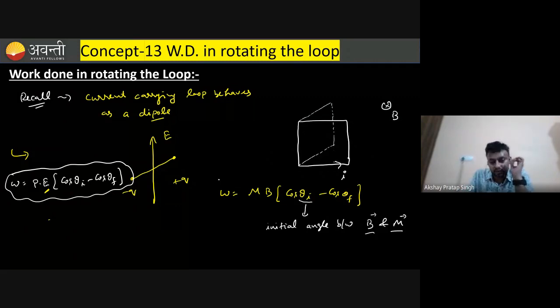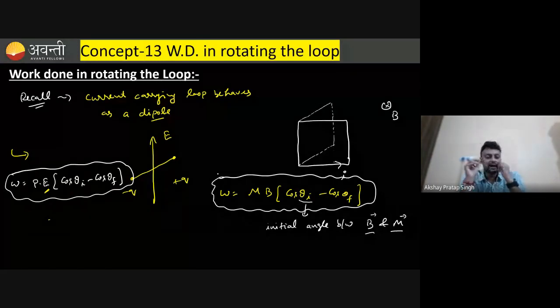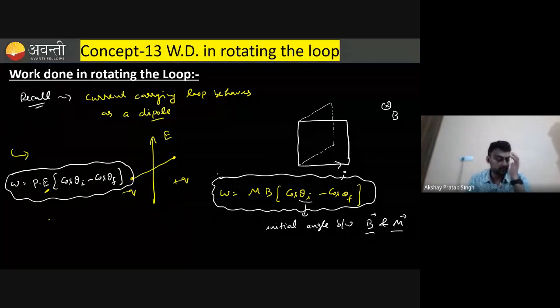So what is the good practice? You can make it as a box and remember this formula. Whenever they ask for the work done in rotating the loop, you can use this relation. Theta I is the initial angle, theta F is the final angle. Is it clear?